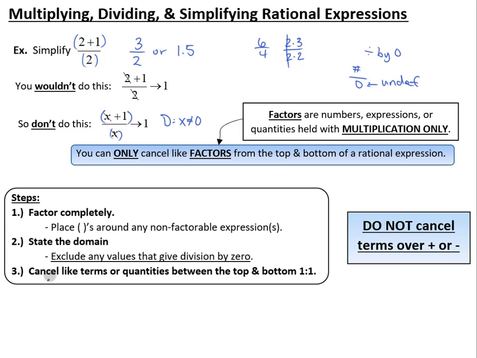Once we've factored it out, we can cancel like terms or quantities between the top and bottom at a 1-to-1 ratio. Do not cancel terms over addition or subtraction. In other words, do not cancel those x's out, just like you would not cancel those 2's out.